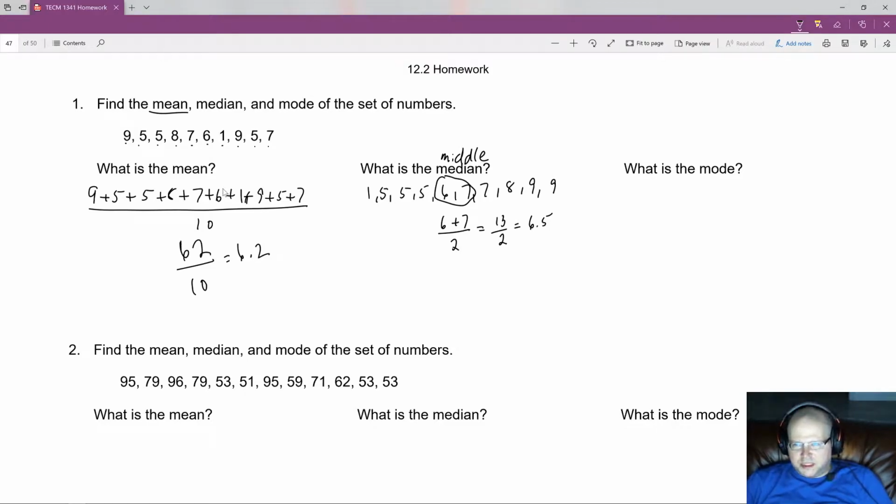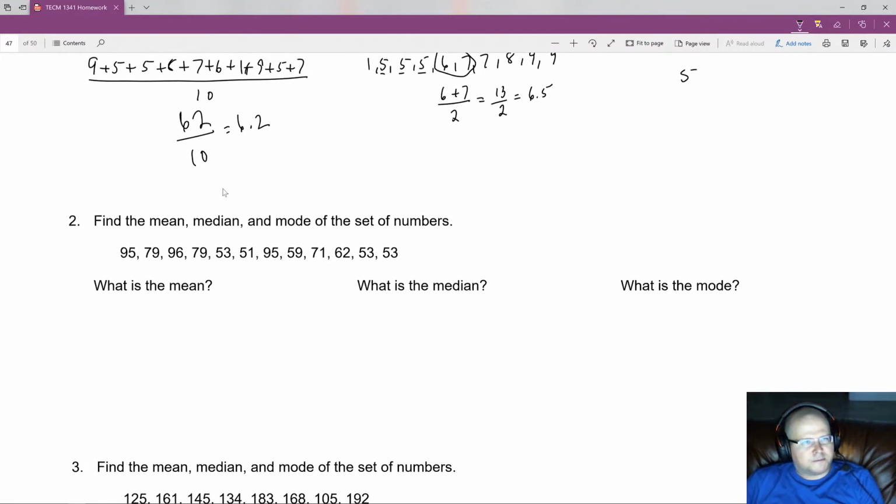Now mode, when you see mode, you could think of most. So what number occurs most? Well, we have 1, 2, 3 5s. We have 2 7s, we have 2 9s. But 5 is the one that appears the most. All right, let's try another one.